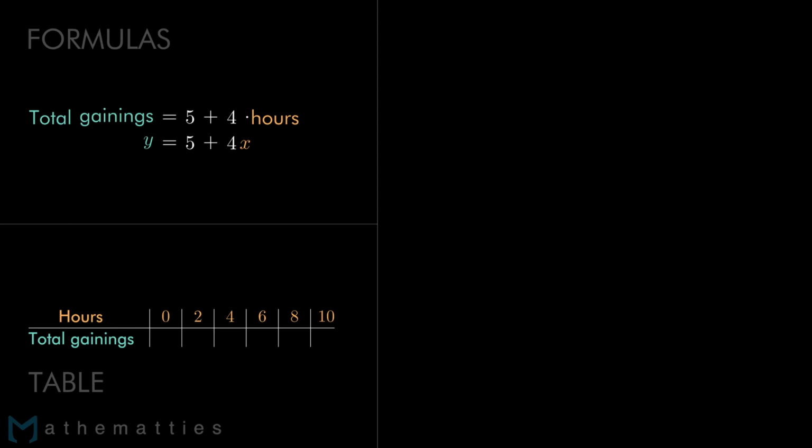Okay, if we work 0 hours, we fill in the 0 for the x in the formula and find 5 plus 4 times 0, which is 5. So we fill in 5 as total gainings below the 0 for hours worked. If we work 2 hours, we fill in the 2 for hours and find 5 plus 4 times 2. And since 4 times 2 is 8, we have 5 plus 8, which equals 13.